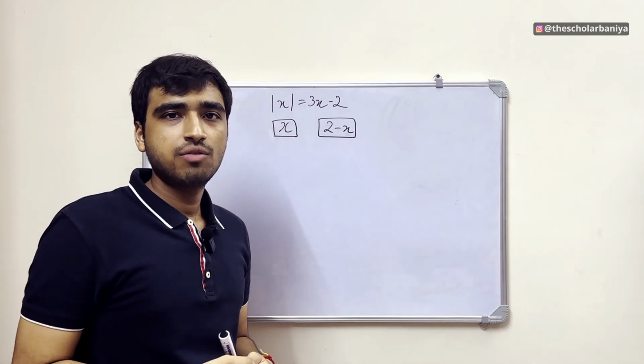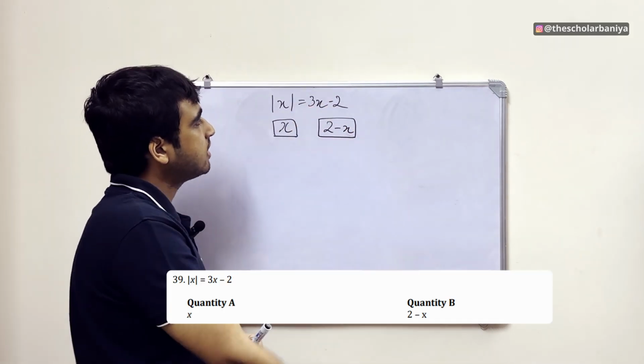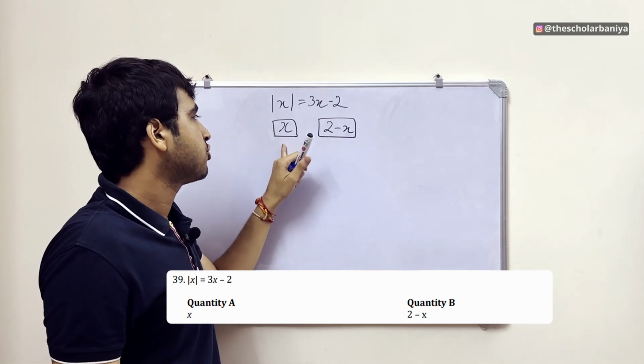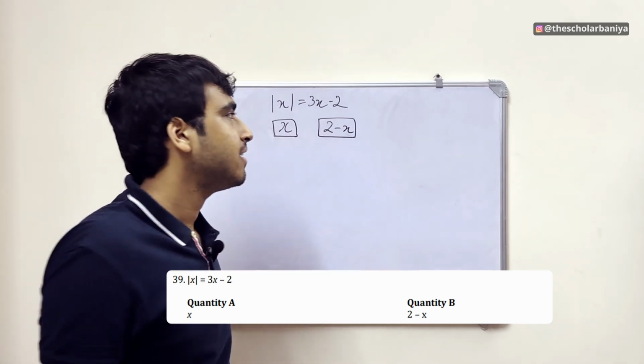So this is the next question we have. It's given that mod x is equal to 3x minus 2, and we have to find the relationship between x and 2 minus x, right?